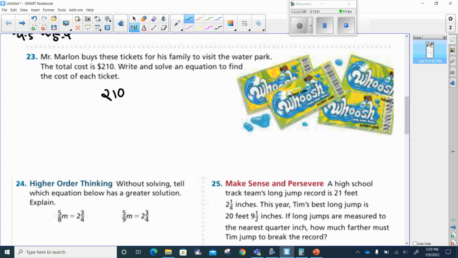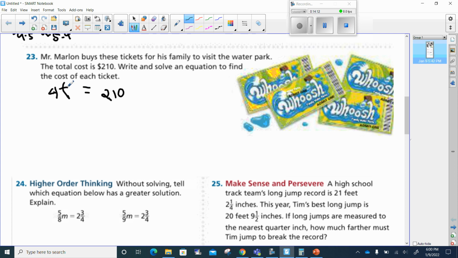So we got 1, 2. Would we say that we have 3 tickets, or would we say we have 4? If you read this carefully, by stating that he buys these tickets for his family, there's 1, 2, 3, 4 tickets. We know there's 4 times t, the cost of the ticket, equals $210.